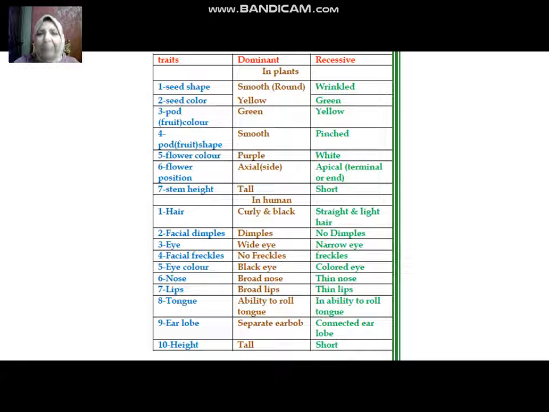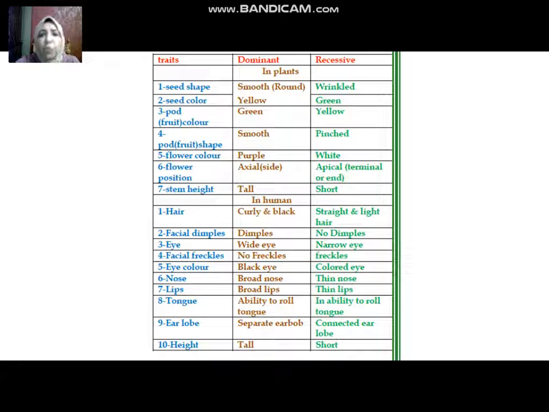The second trait is the seed color. We studied this color in the previous examples. If it's a yellow seed, it is dominant, while the recessive is green. For the color of the pod, or the fruit of the pea plant, if it's green, it is dominant. If it's yellow, it is recessive.